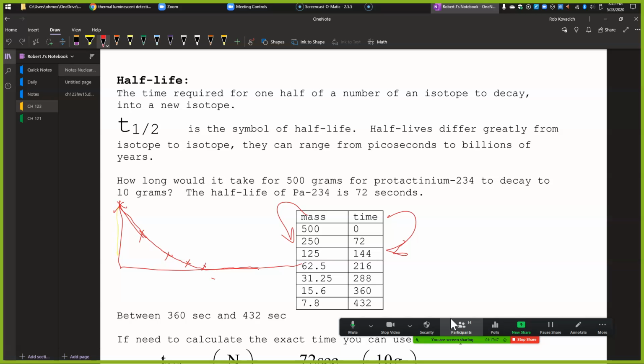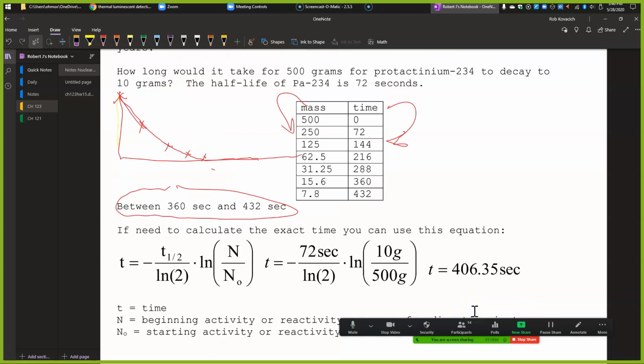So this says, how long is it going to take to decay to 10 grams left? So what's the answer? This is the answer. Okay? So you should be able to get this with relative ease. It's after this time period, but definitely before that time period. And you cannot tell me it's probably around 395. Forget about it. You can't tell me that. You can only tell me that it's in between 360 and 432.